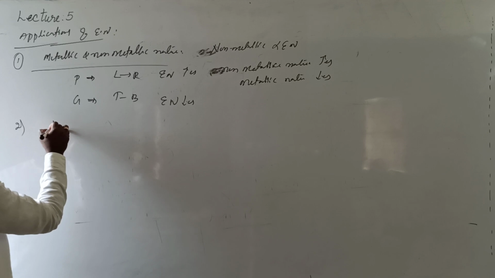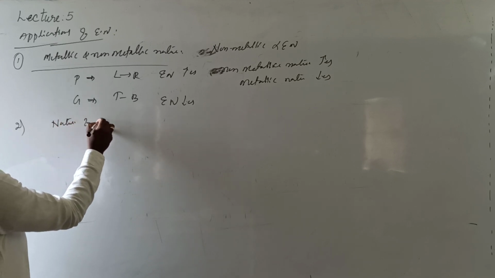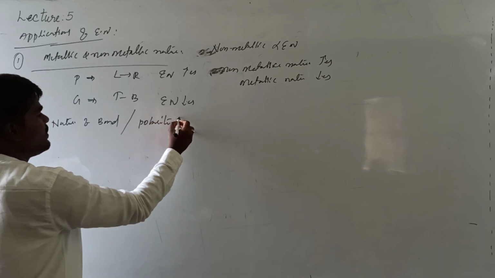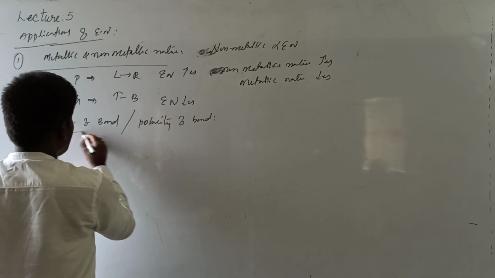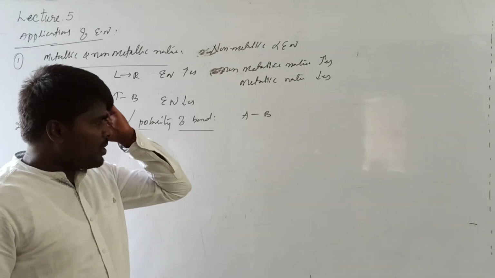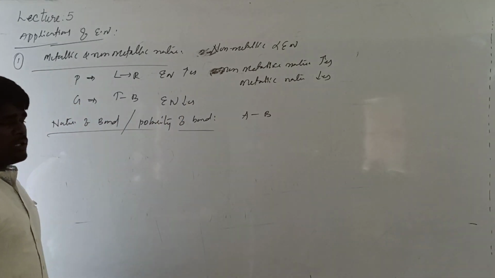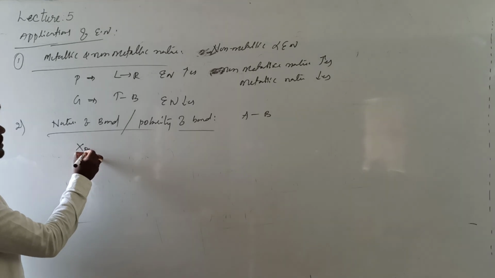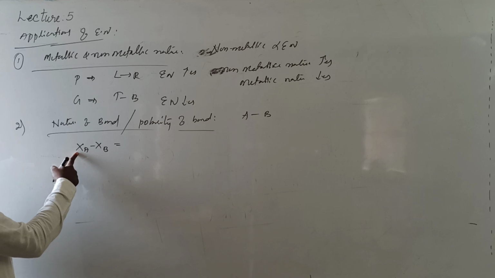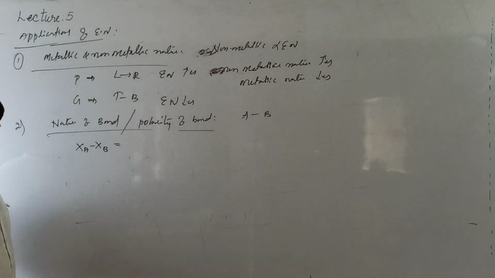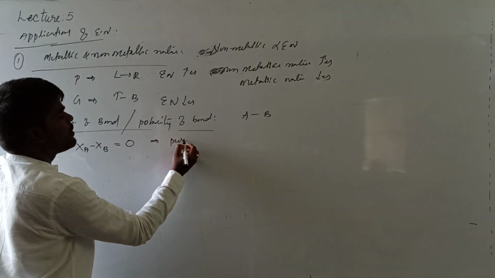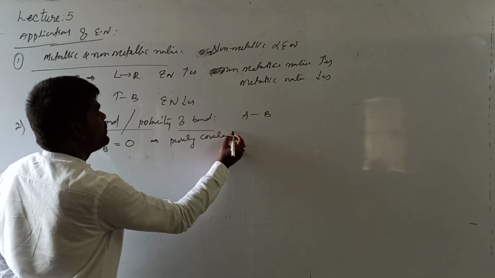And the second important application is the nature of the bond, or we can say the polarity of the bond is basically decided by electronegativity. If you are talking about a bond between A and B, whether this bond is going to be an ionic bond, covalent bond, or polar covalent bond will depend upon the electronegativity difference. Here Chi A is the electronegativity of A, and Chi B is the electronegativity of B. If the electronegativity difference of these two is 0, this bond will be purely covalent.